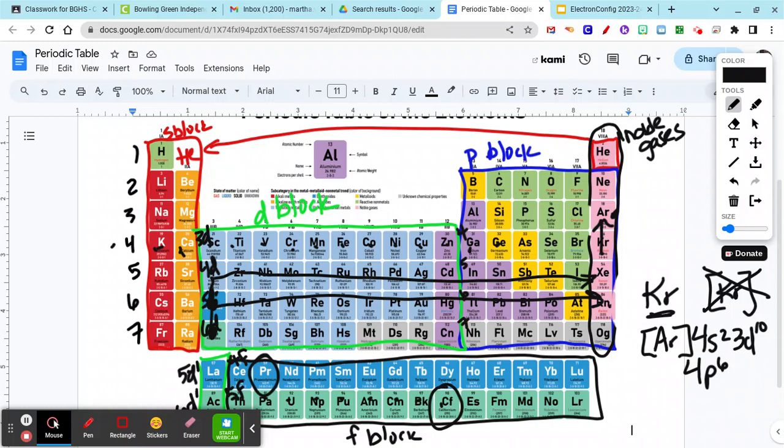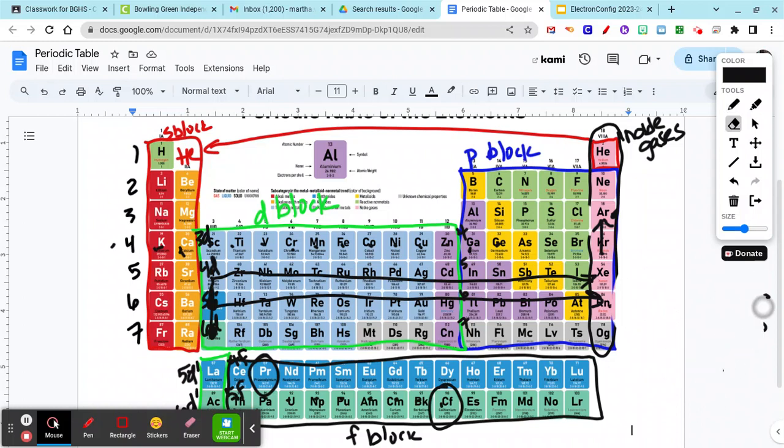Okay. Now, since we were talking about configurations, this is a good time to talk about ions and how that works. So sometimes we focus so far only on elements that are neutral, but sometimes you need to find configurations for ions. So let's talk about how we do that.